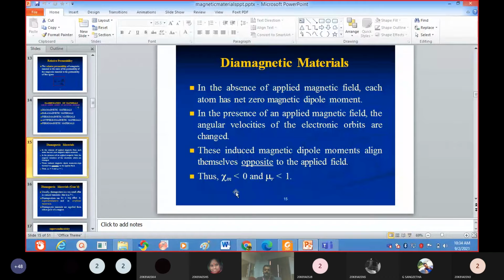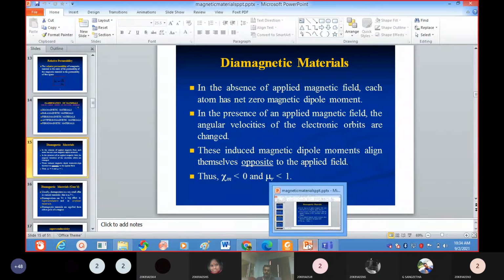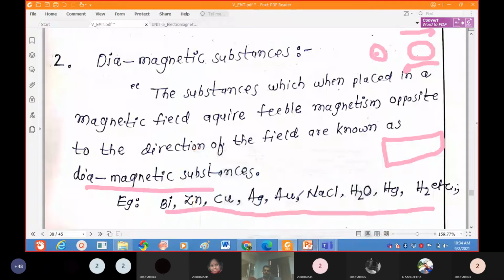Now, susceptibility and permeability. For diamagnetic materials, the susceptibility is less than 0 and the relative permeability is less than 1. What is the formula? Permeability mu is equal to B by H.